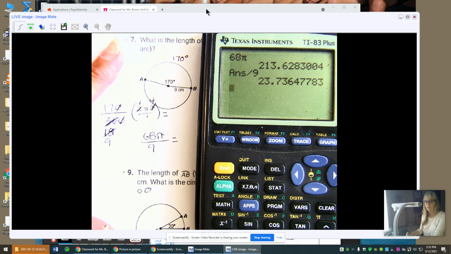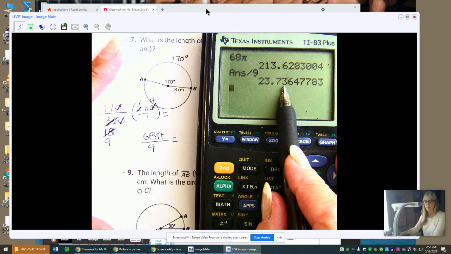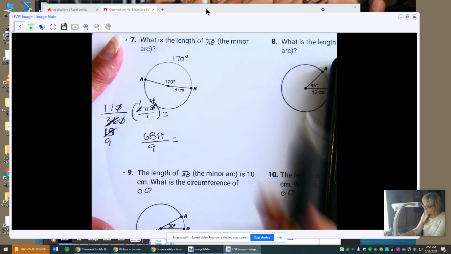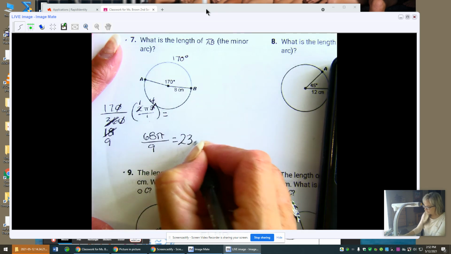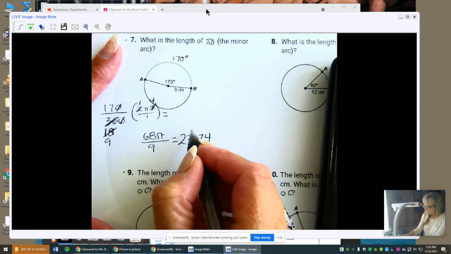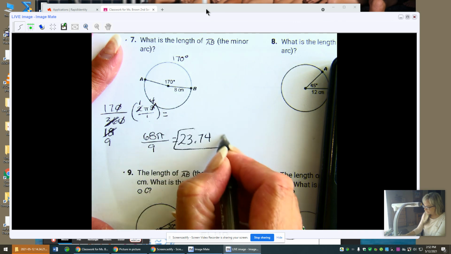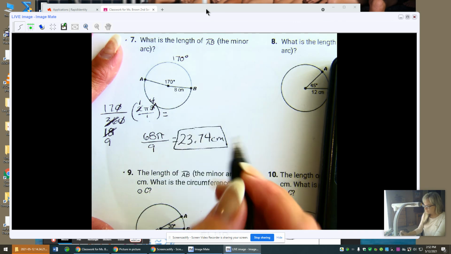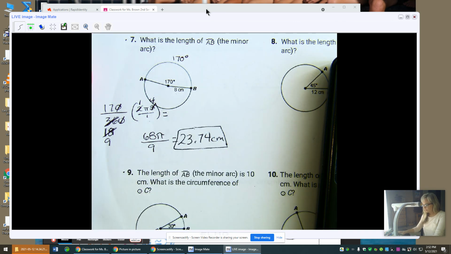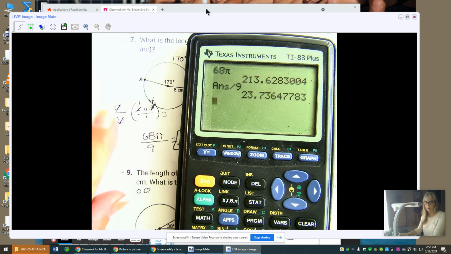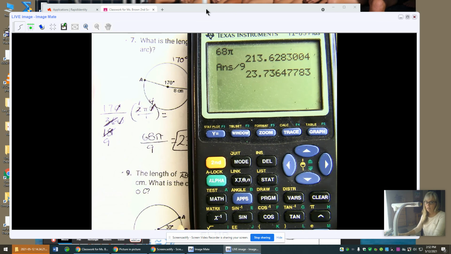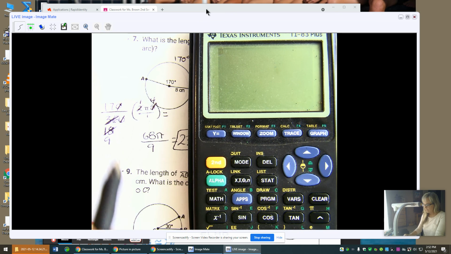We have 23.736, blah, blah, blah. Let's round to this one. That's going to make it 23.74. 23.74. And all the while, it's in centimeters. All the while, I could have put this whole original problem in my calculator all at once without that mess of simplification, but I just kind of liked simplifying. But let's watch how it works.